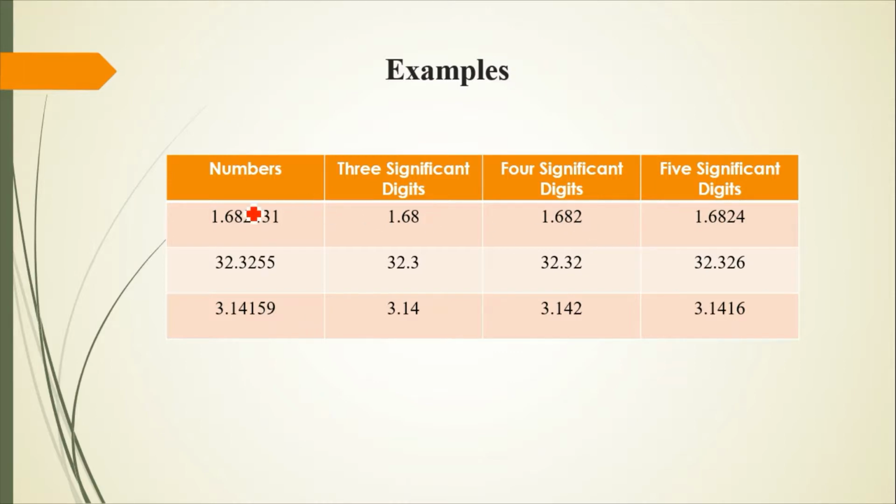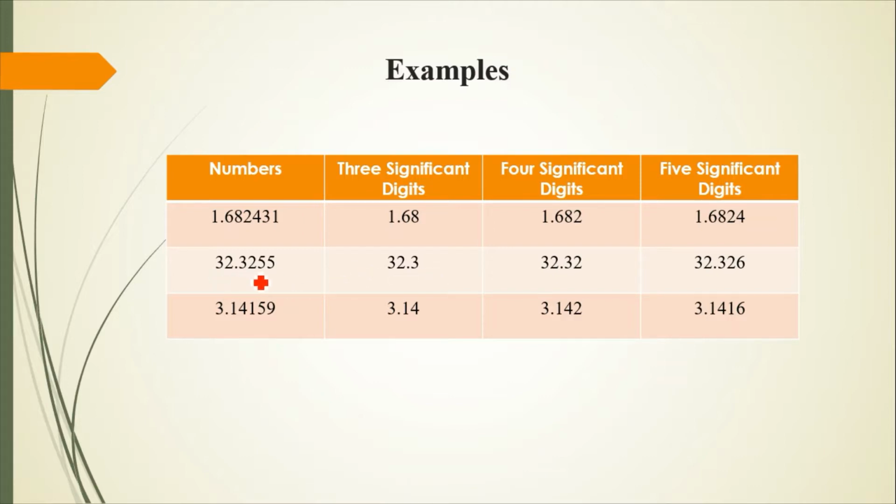Now next we have to round off this number to 5 significant digits. We have to check the number at the 6th place, that means 3. It is also less than 5, so the digit 4 remains unchanged and the number is 1.6824. In the next example, we have to round off to 3 significant digits. It is very simple. At the 4th place, 2 is also less than 5, so the number is 32.3.